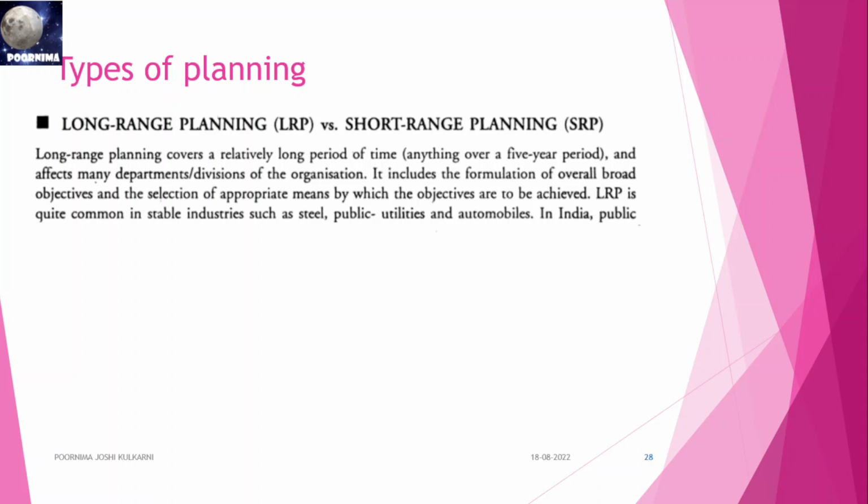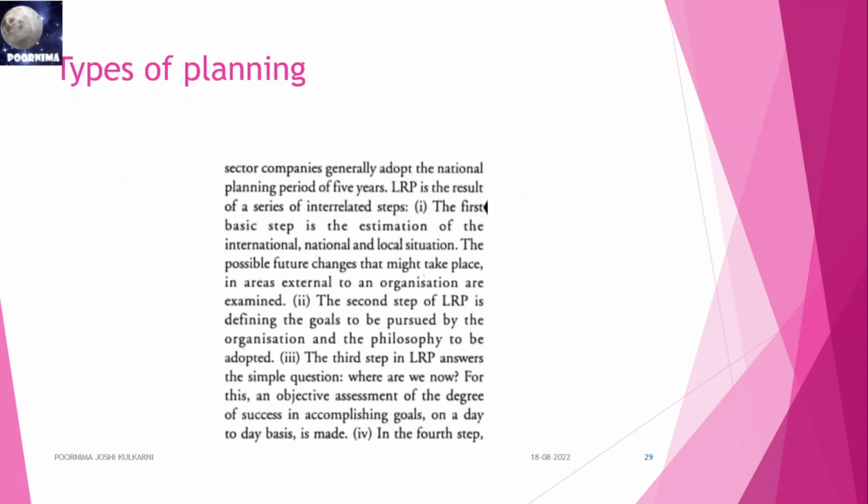to compare these two. Long range planning covers a relatively long period of time, maybe 5 years, and affects many departments and divisions of the organization. It includes the formulation of overall broad objectives and the selection of appropriate means by which objectives are to be achieved. Long range planning is quite common in stable industries such as steel, public utilities, and automobile. In India, public sector companies generally adopt the national planning period of 5 years.